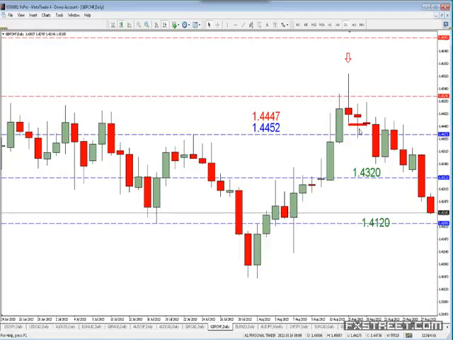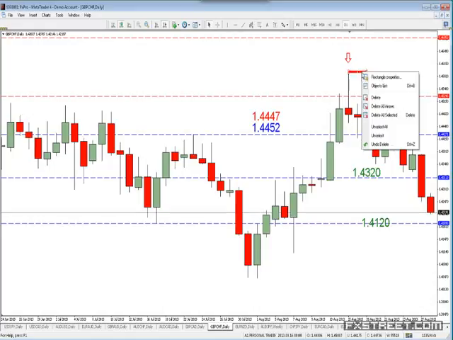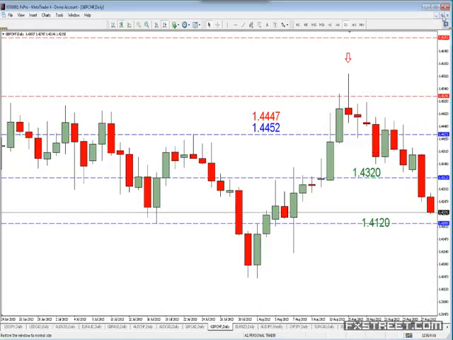But the real key for me is if I had gotten in up here and it was going to go up and stop me out, guess what? I'm guaranteed to get in every losing trade if I do that.